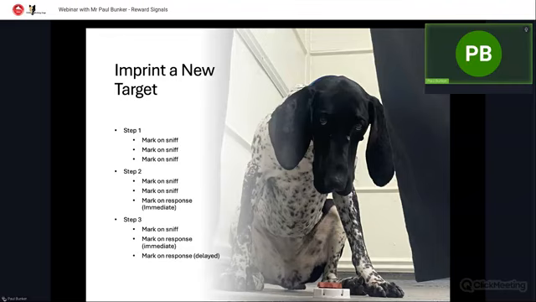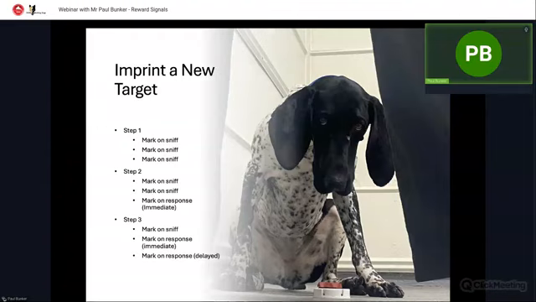So in step 1, mark on sniff, mark on sniff, mark on sniff. So I do it 3 times. As soon as the dog sniffs something, I click. Step 2, mark on sniff, and then I wait for a basic response, depending on whatever the final response is. And those that follow my workbook know that I train the response before the odor. So at this point, the dog already knows what the response is, whether that's a down, stand and stare, a sit, it doesn't matter. But in this case, as soon as the dog gives the sit, I would click.